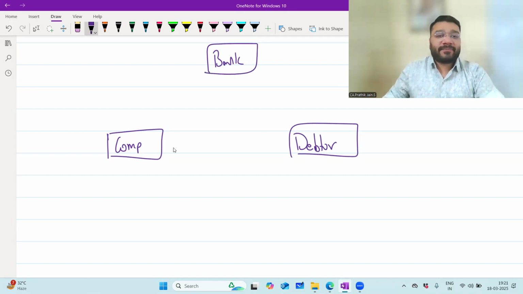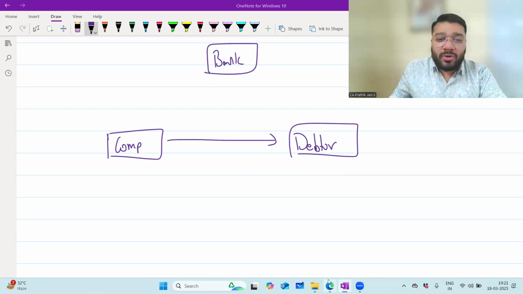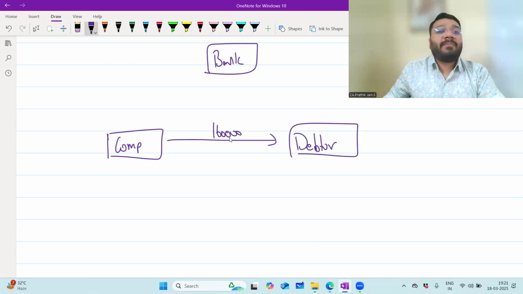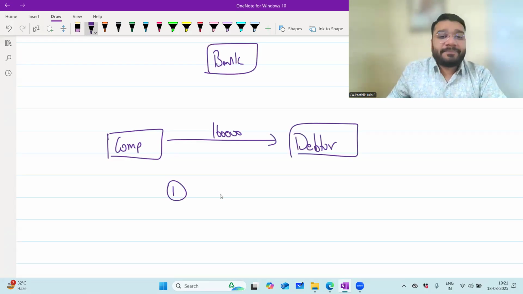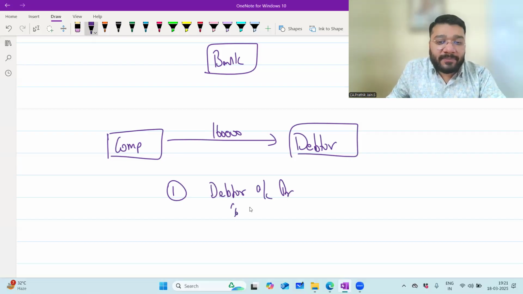Company has sold goods worth 1,60,000 on credit. What is the journal entry? Debtor account debit to sales. This is all not required, but I'm just doing a small revision.